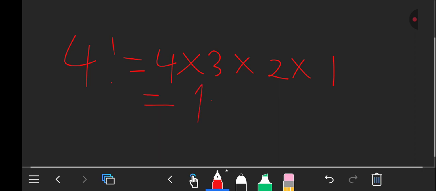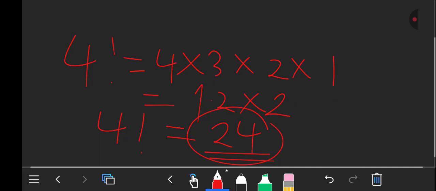So what if you have 4 factorial? How can you evaluate 4 factorial? This simply means that 4 you multiply by 3, you multiply by 2, you multiply by 1. So 4 times 3 is 12. 12 times 2 times 1, that is just 2. 12 times 2 is 24. So 4 factorial is equal to 24. So that is how you can evaluate a factorial.